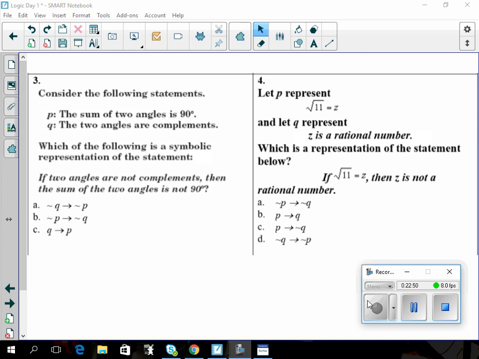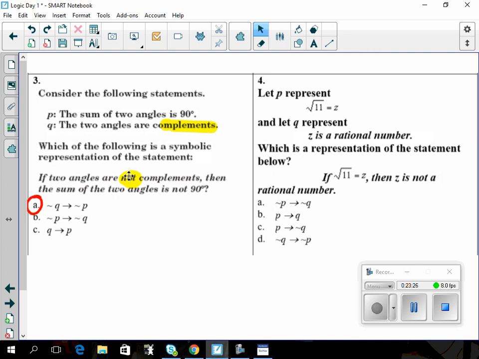So let's see how well we did. In problem number 3, when I'm trying to translate that, I have an if and a then, which means I'm going to have an arrow, right? So all of my answer choices have arrows, so that's good. Notice what it starts with. I see the word not. So the word not means I should probably have a tilde in there. Would you agree? Okay? And it's not complement. Complement talks about Q. So the one that starts with not Q is A. I really didn't even have to go any farther, did I? So that kind of helps me figure out where to go from there.